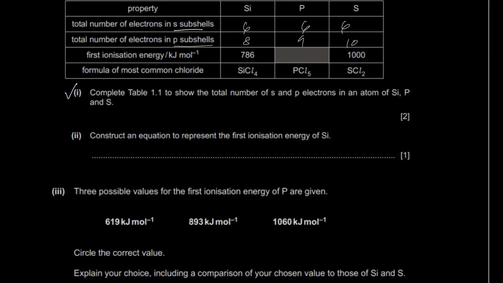Next, construct the equation to represent the first ionization energy of silicon. Well, first ionization energy is the energy required to remove 1 mole of electrons from 1 mole of gaseous atoms to give 1 mole of positive gaseous ions.